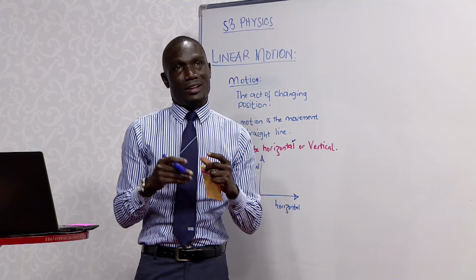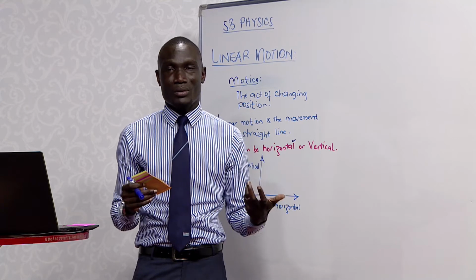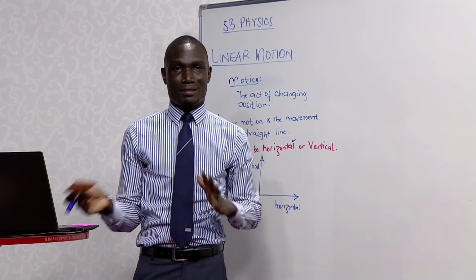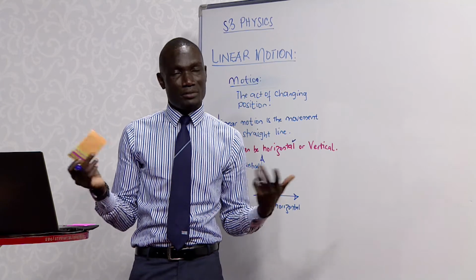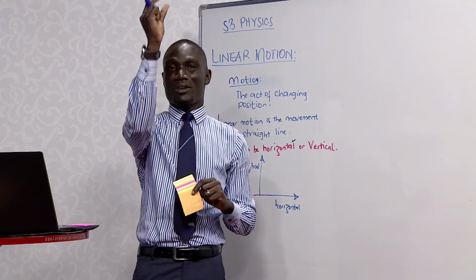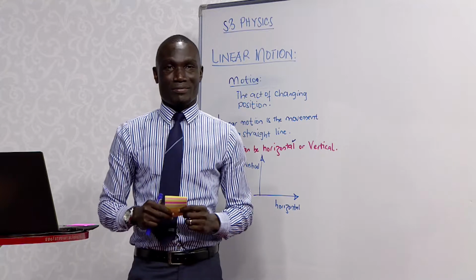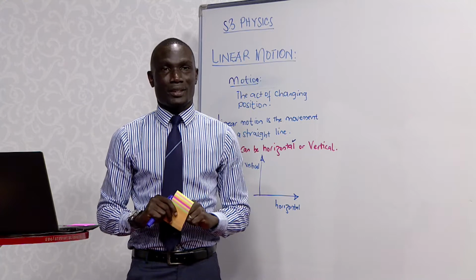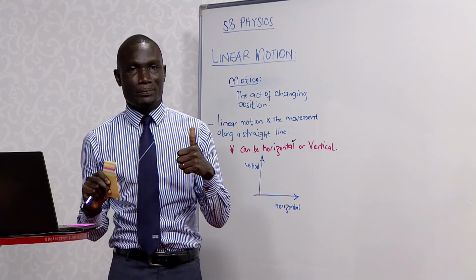Now, think of a fruit, a mango, an apple, whatever, which is falling from a tree. Is that horizontal linear motion or vertical linear motion, if I may ask? Definitely, that is a vertical linear motion, because when this fruit is falling from a tree, it falls downwards. It does not move horizontally. And that is why we call that a vertical linear motion. Very good.